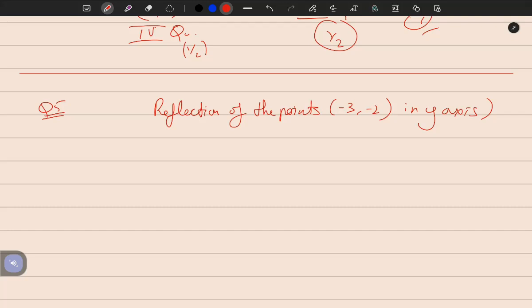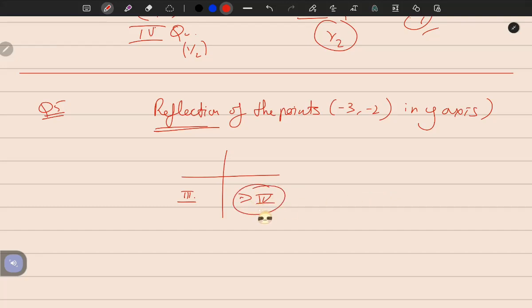So this question is very easy. We want to find the reflection of minus 2 comma 2. We know minus 3 comma minus 2 will come in which quadrant? Third quadrant. So reflection means where the reflection will be there? Opposite. So the reflection will come in the fourth quadrant. So what will be the answer then?